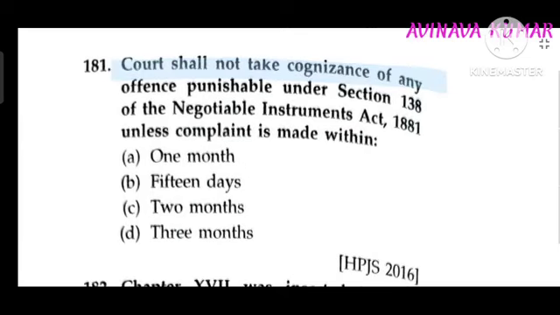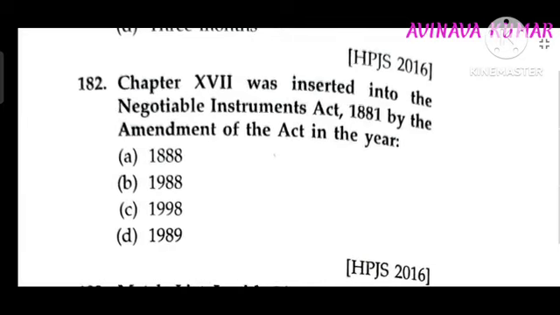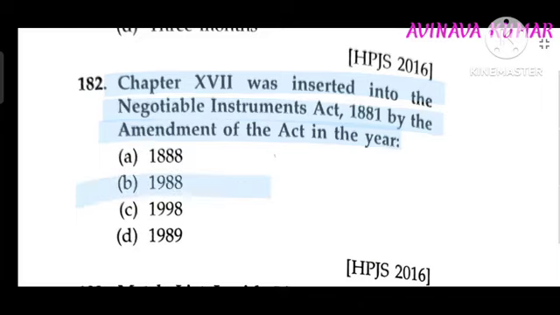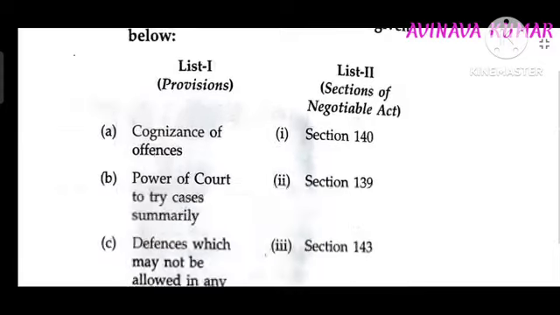Court shall not take cognizance of any offence punishable under section 138 of NIA unless the complaint is made within 1 month. Chapter 17 was inserted into the NIA by the Amendment Act in the year 1988.